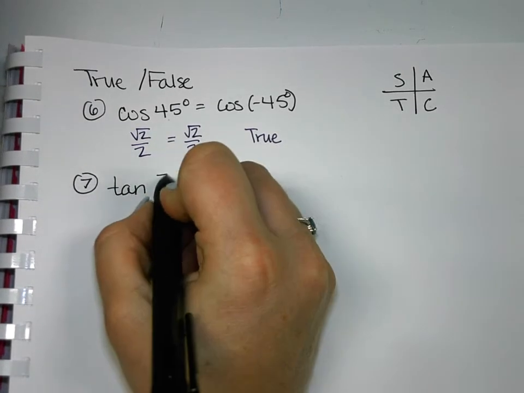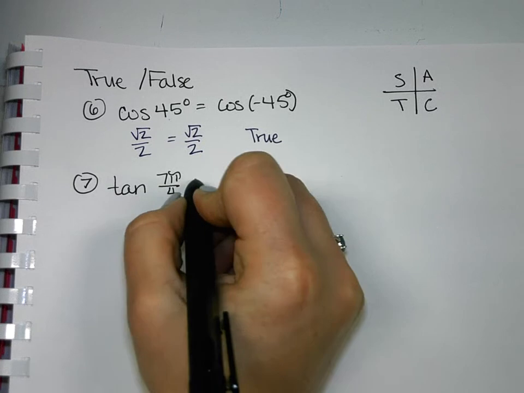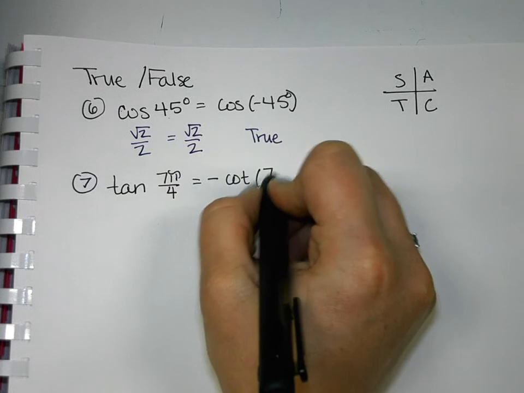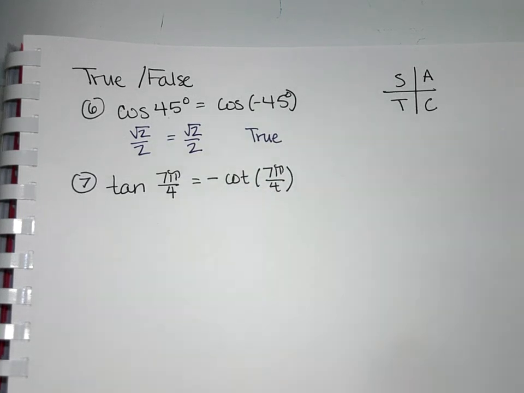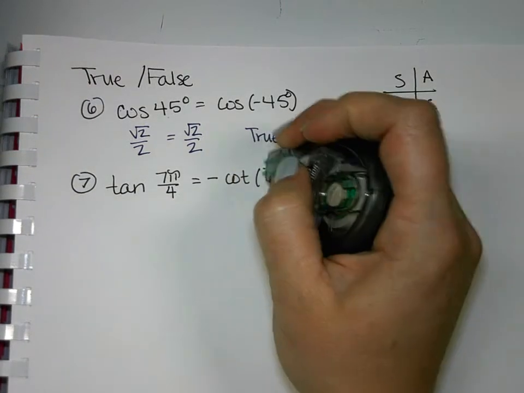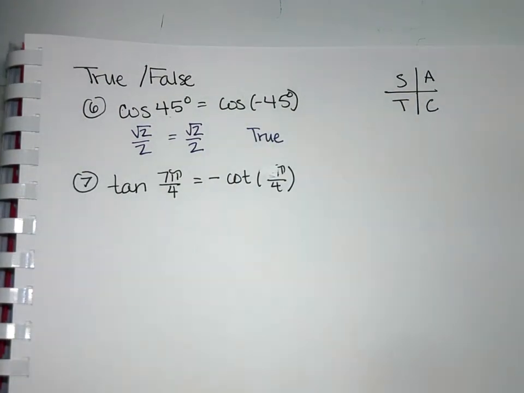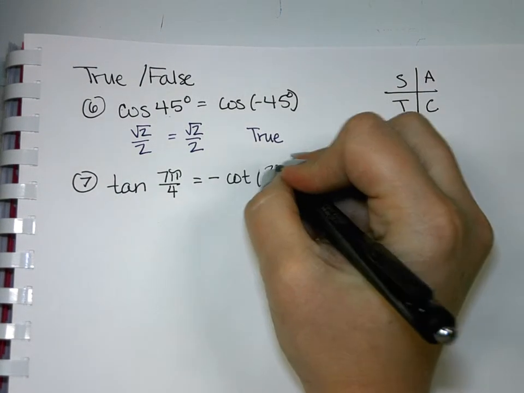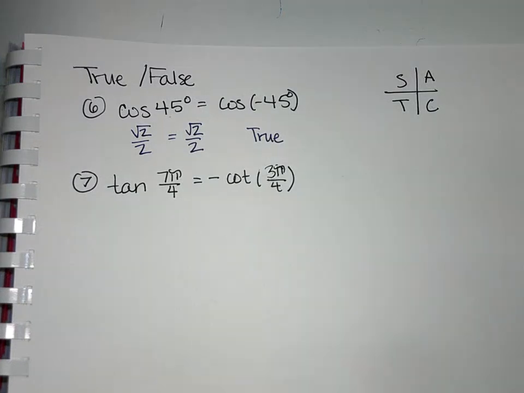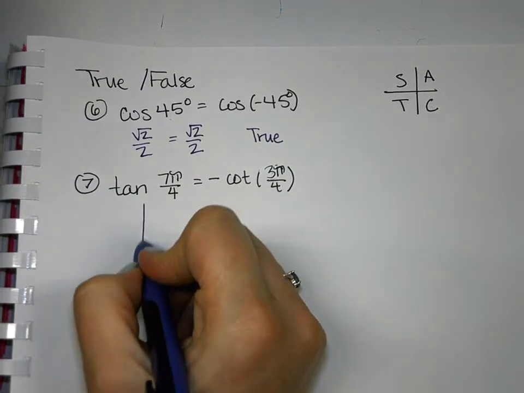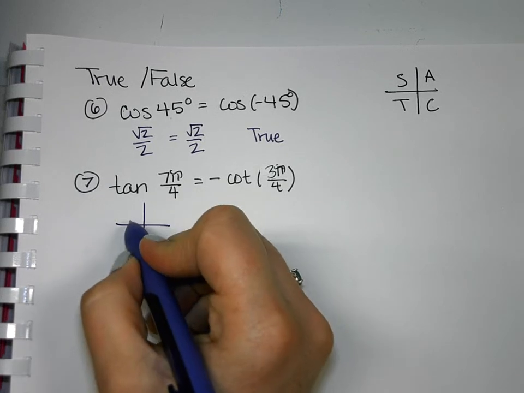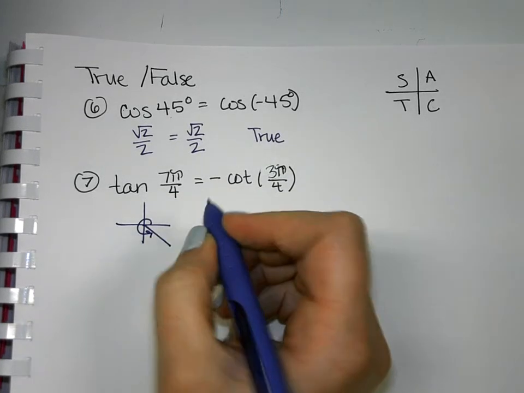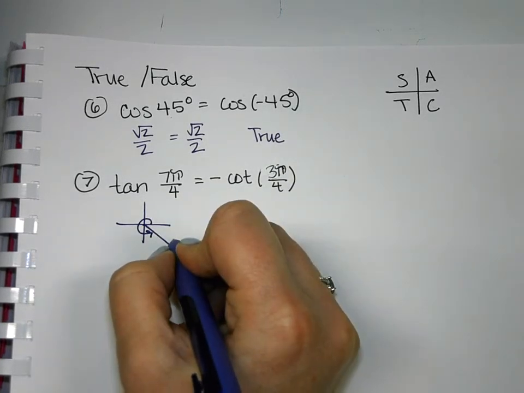For our next one, tangent of 7 pi over 4, does it equal negative cotangent of 7 pi over 4? No, I'm sorry, I wrote that wrong. It's 3 pi over 4, not 7. So we have to consider where both of these are located. 7 pi over 4 would be down here, where my tangents are negative, so I'd have a -1.